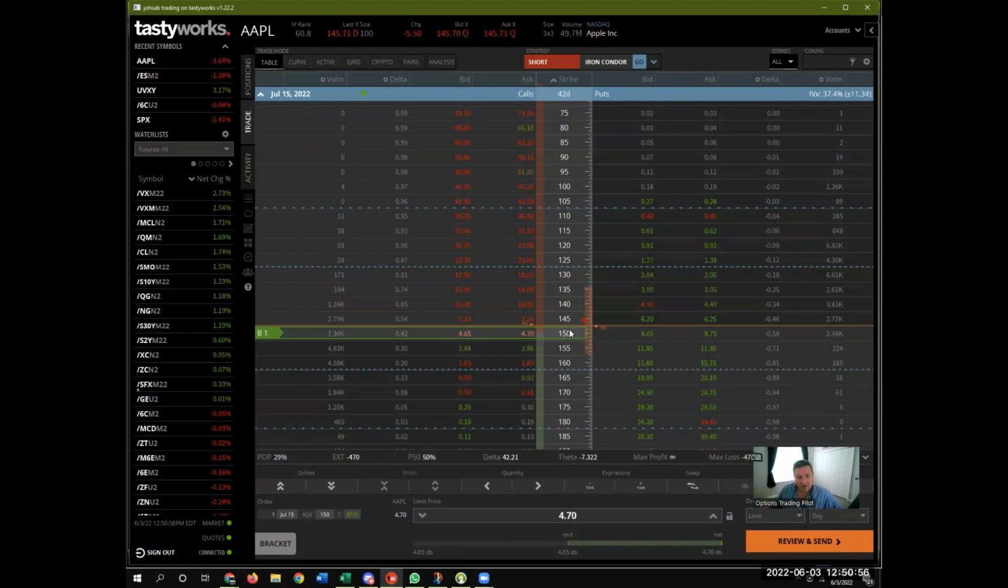Now, if the stock goes down to say 120, there's no reason that you'd want to buy Apple at 150 when you could go out in the open market and buy it for 120.